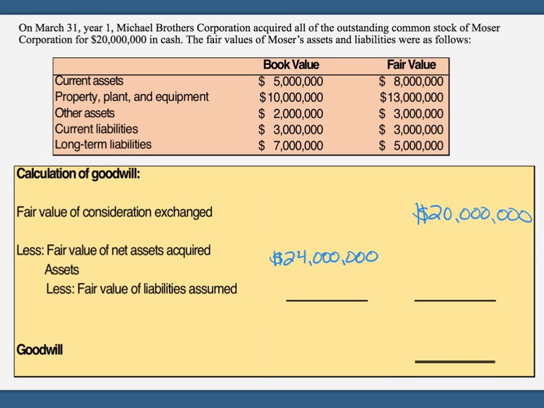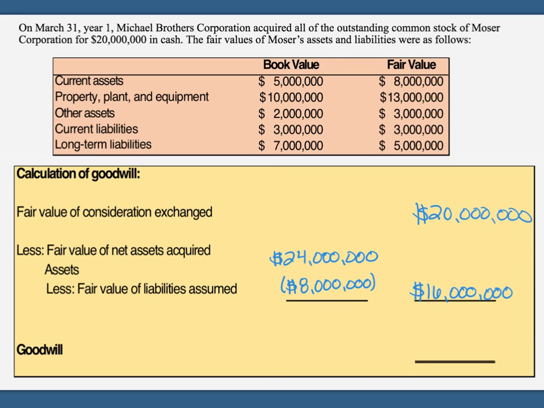Next, we need to find the fair value of the liabilities assumed. That just means that since Michael Brothers Corporation is acquiring this company, they assume the liabilities on Moser Corporation's balance sheet. So we have current liabilities and long-term liabilities. We look at their fair values, it's going to be $8 million. So we will plug that in as well, and we're going to subtract that. That will give us our net assets, which will be $16 million.